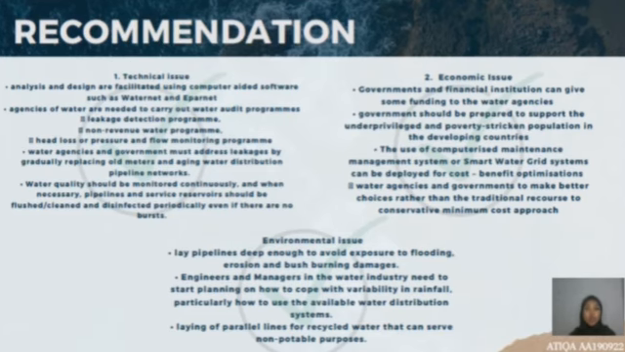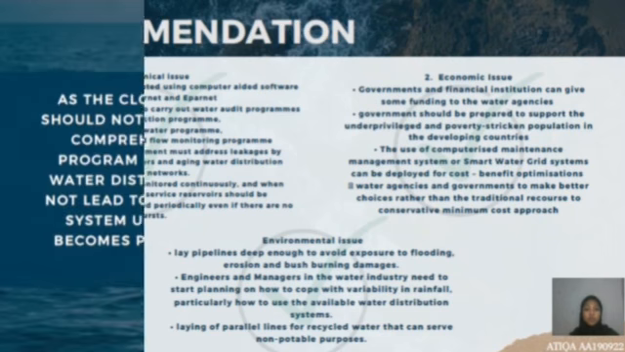Third is economic issues. Government and financial institutions can give some funding to water agencies. At the same time, government should be prepared to support the underprivileged and poverty-stricken population. Next, a computerized maintenance management system or smart water grid system can be deployed for cost-benefit optimization. Water agencies and governments also need to make better choices rather than the traditional resort to the conservative minimum cost approach.